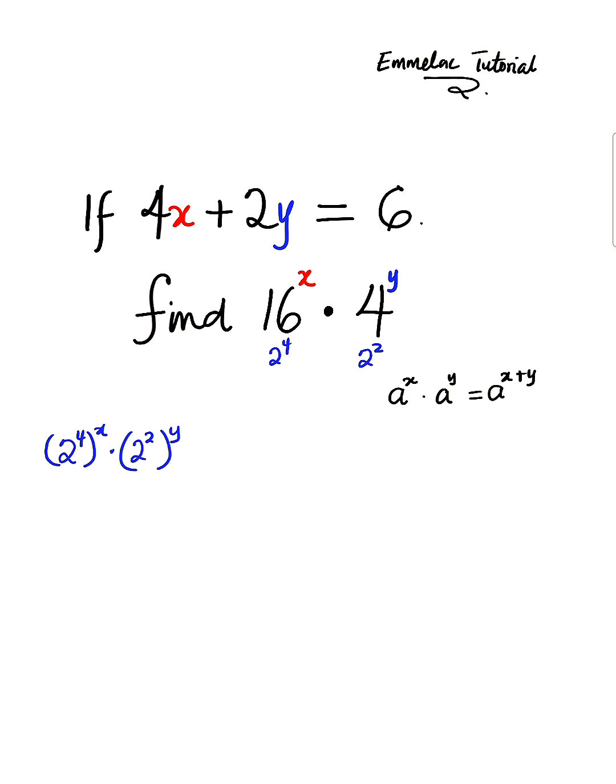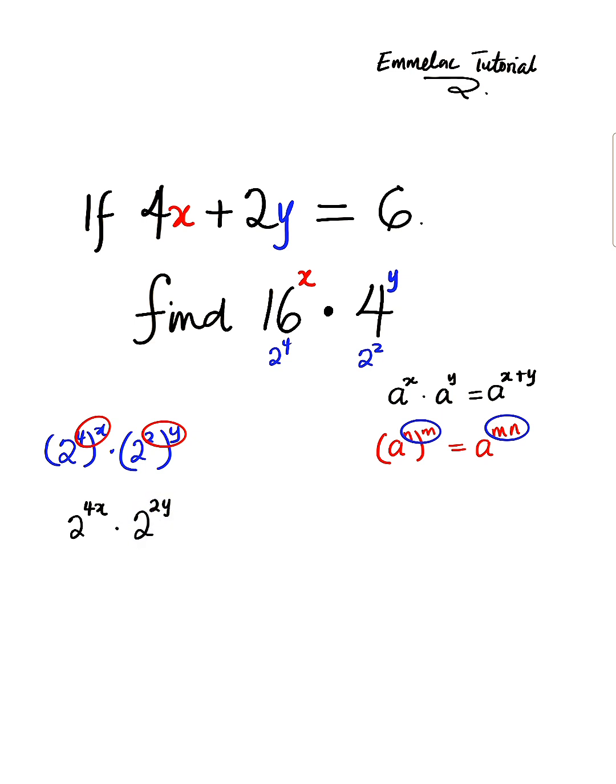Another law of exponents that we need to recognize is when you have a^n all raised to m, this gives us a^(mn), because the exponents multiply. If you apply that rule here, where this multiplies and this multiplies, we end up having 2^(4x) times 2^(2y).